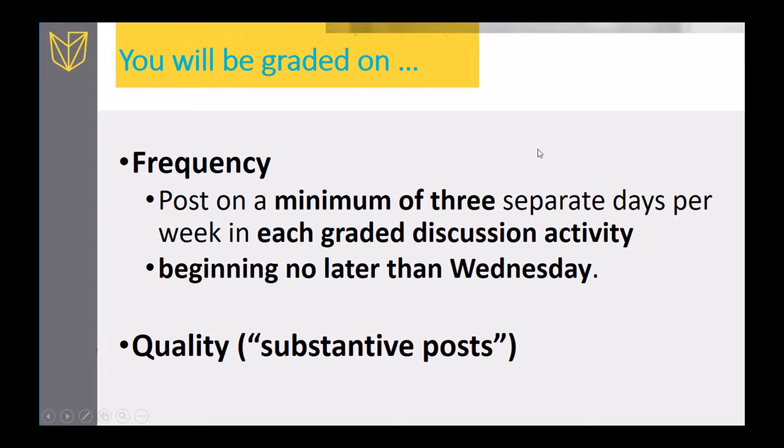So, what will you be graded on? As you probably already know, you're graded on the frequency of your posts and the quality of your posts. Specifically, DeVry policy says that you must post a minimum of 3 separate days per week in each graded discussion activity. So, for example, if you have 2 discussion activities that week, you have to post 6 times at least. 3 for one and 3 for the other, and on 3 separate days. So you can post Monday, Wednesday, and Friday in both of those.